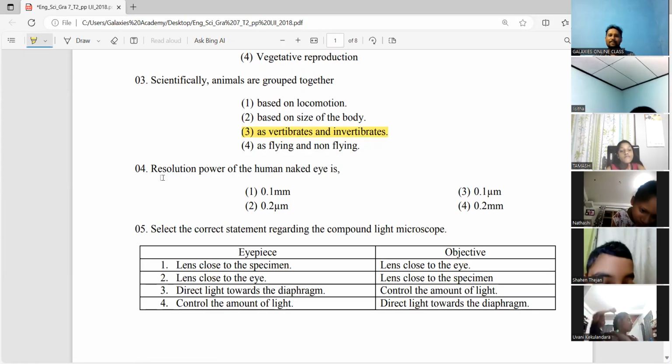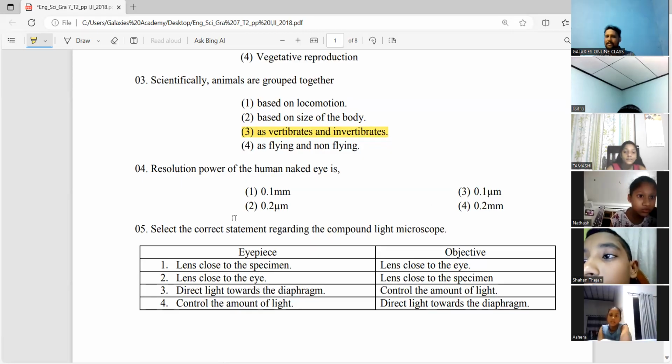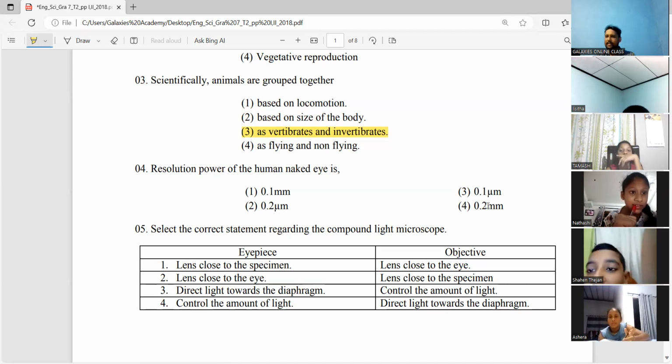Right, the next one: the resolution power of the human naked eye is 0.1. What's the unit? Millimeter. Look at the second one, 0.2 micrometer. What is this unit? Micrometer. The next one, 0.1 micrometer, 0.2 millimeters. Do you remember what is the human naked eye resolution power?